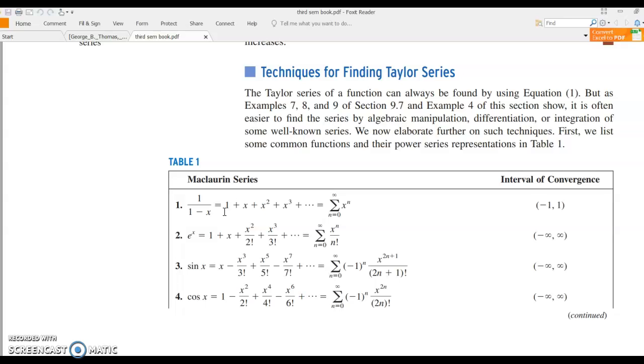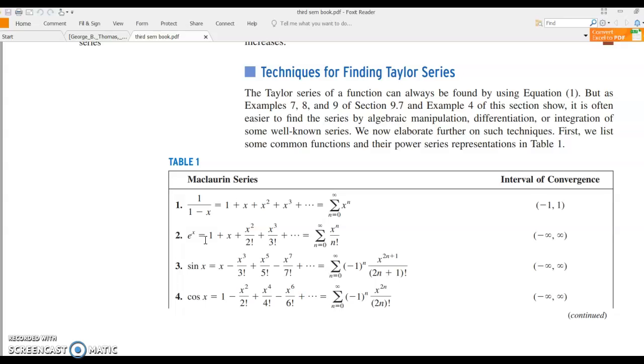1 plus x plus x square plus etc. That is summation n equal to 0 to infinity x raised to n, and the interval of convergence is the open interval -1 to 1. And what will be the Maclaurin series for e raised to x? 1 plus x plus x square by 2 factorial plus x cube by 3 factorial plus etc. Summation n equal to 0 to infinity x raised to n divided by n factorial. The interval of convergence is the open interval -infinity to infinity.